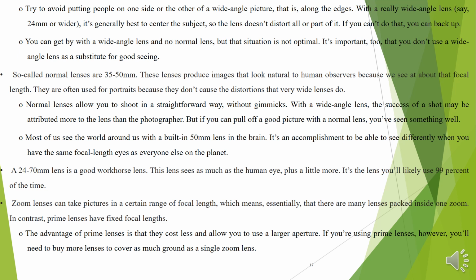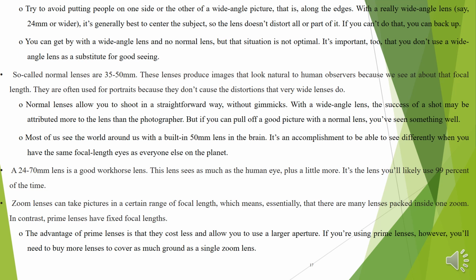So-called normal lenses are 35 to 50 mm. These lenses produce images that look natural to human observers because we see at about that focal length. They are often used for portraits because they don't cause the distortion that very wide lenses do. Normal lenses allow you to shoot in a straightforward way without gimmicks.